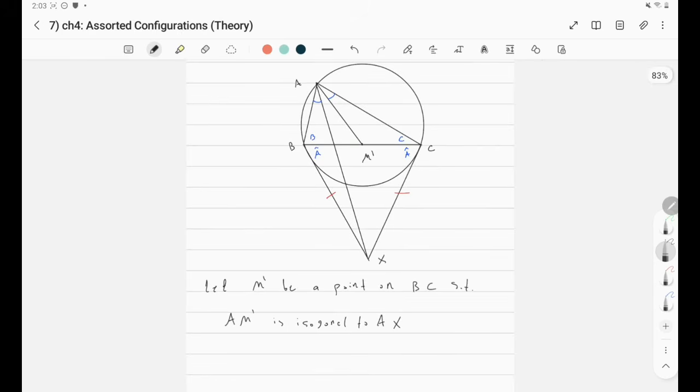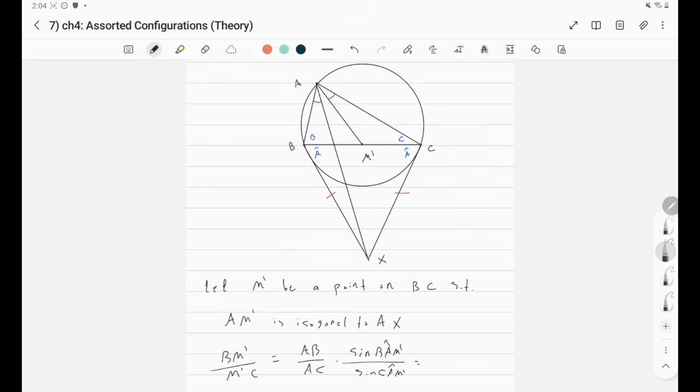So BM prime over M prime C, we can use the ratio lemma, and hence we can say it's AB over AC times sine BAM prime over sine CAM prime. But now, of course our goal is to get rid of M prime. Can we do that? Here we don't need M basically, but here we still need it because of the angles. But because we have the isogonality here, that means we can replace the angles. We can manipulate the angles.